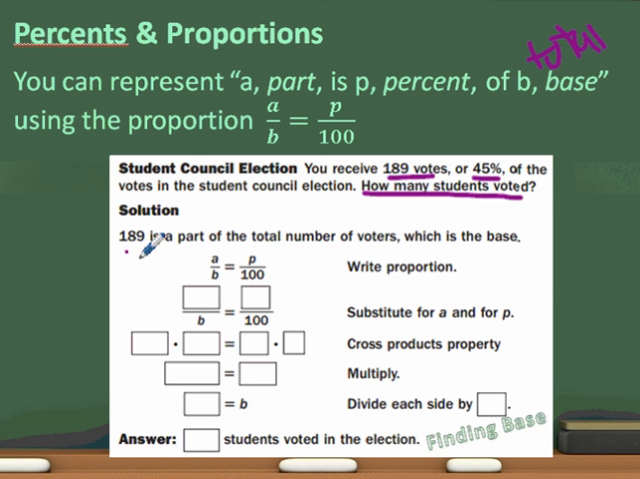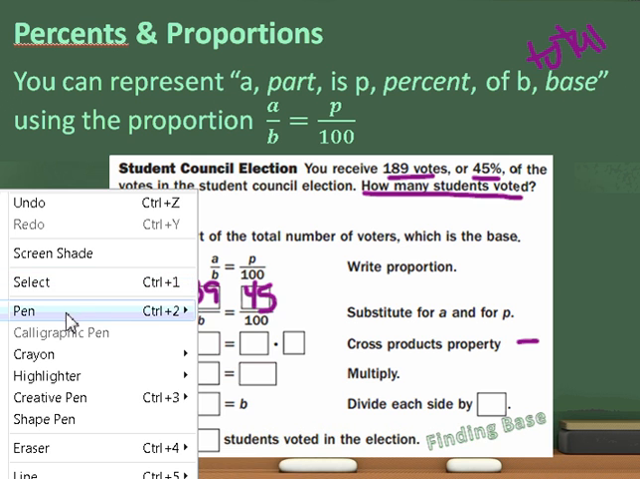189 is part of the total of the voters, so I know this is going to be 189. It told me 45%, so I know I'm going to write 45 over 100. So now I need this one, and that's recommending we do cross multiply. So let's do that. And I'm going to change pen colors real quick so we can see the different work going on here.